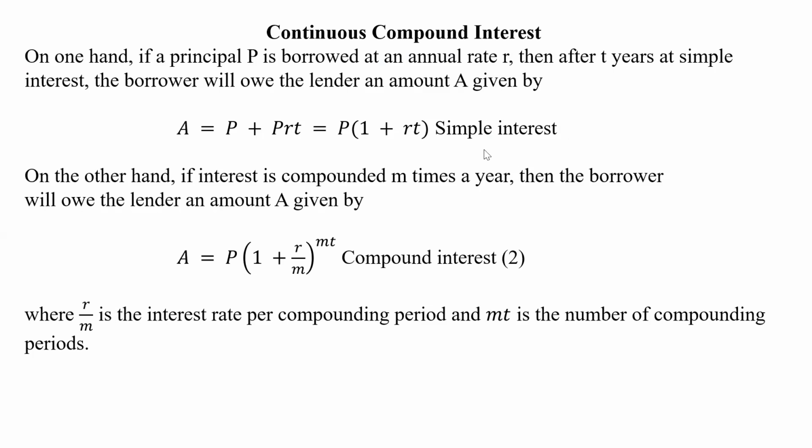On the other hand, if interest is compounded m times a year, then the borrower will owe the lender amount A given by A = P(1 + R/M)^(MT). This is compound interest, and we're going to label this as Formula 2 because sometimes we refer back to it. Here R/M is the interest rate per compounding period, and MT is the number of compounding periods. So maybe you have a rate of 0.06, and we're doing it monthly, so M is 12, for 20 years. We take 12 times 20 and get our number of compounding periods.